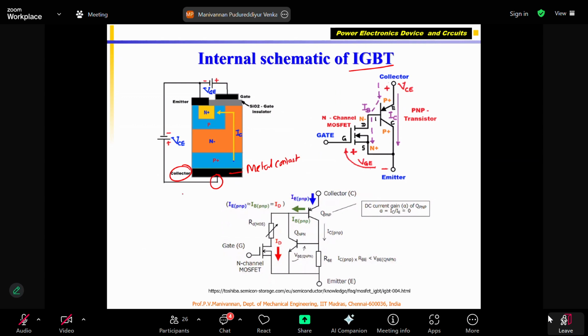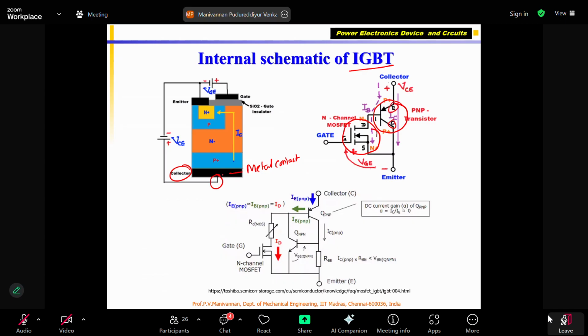That is a metal contact. We can see that this is between P, that is called the collector of the transistor. I told you inside the IGBT you have 2 devices. One is a transistor, the other one is a MOSFET. The transistor has 2 terminals. One is called collector, the other one is called emitter. That's what we are taking.